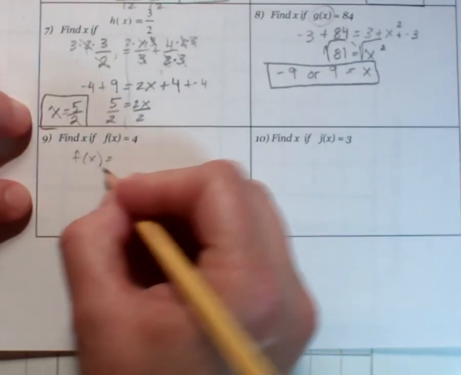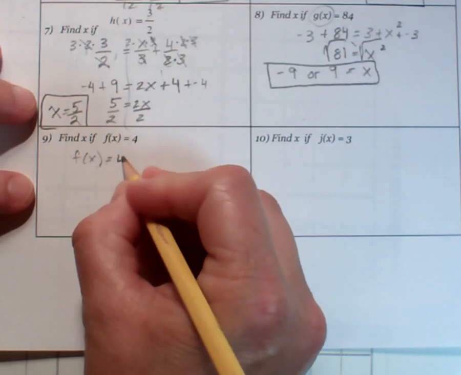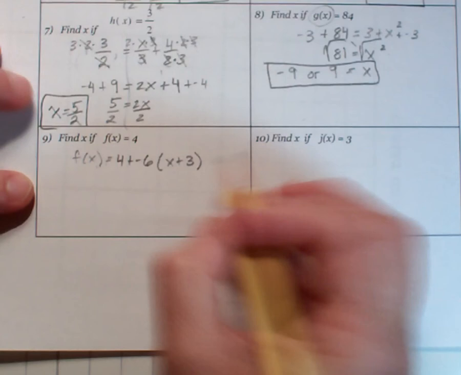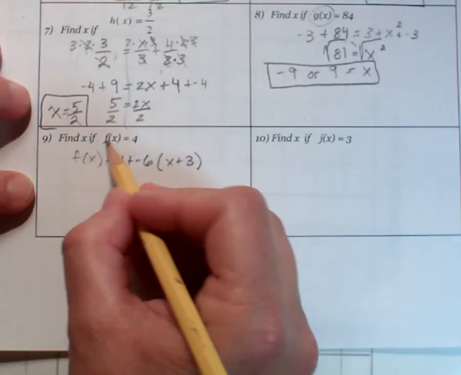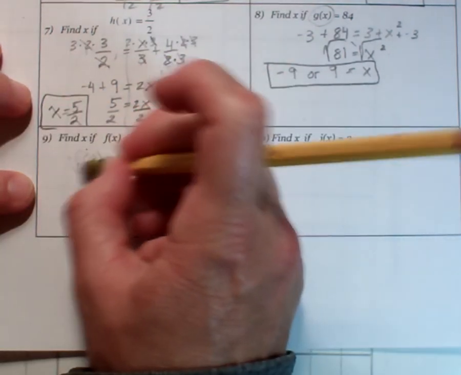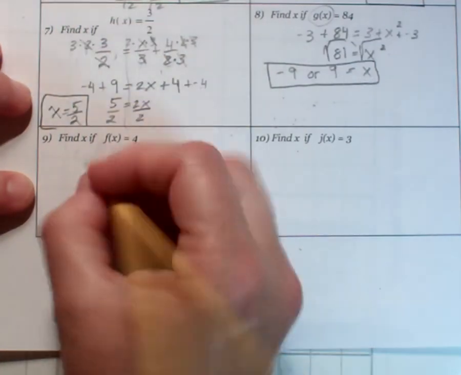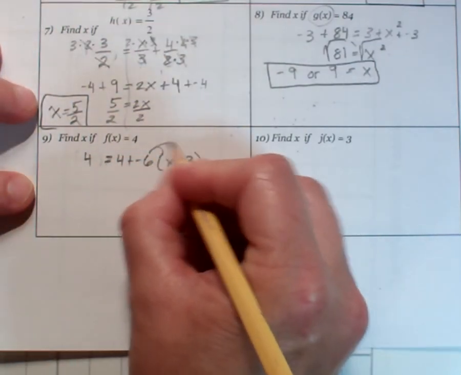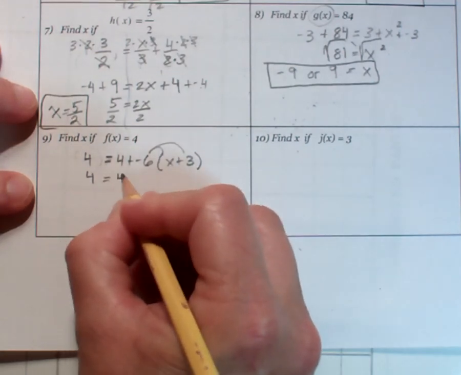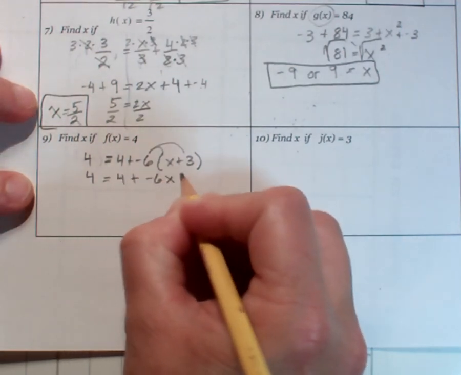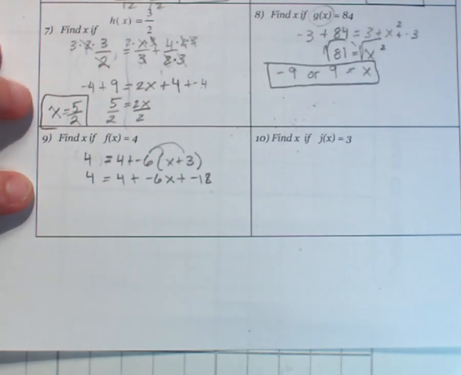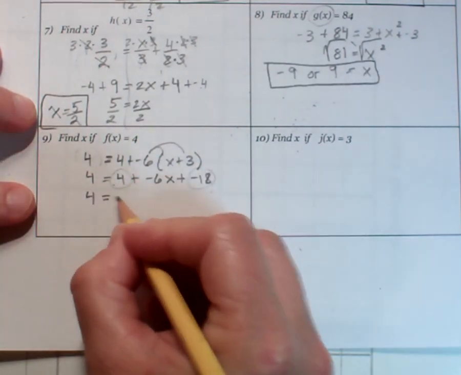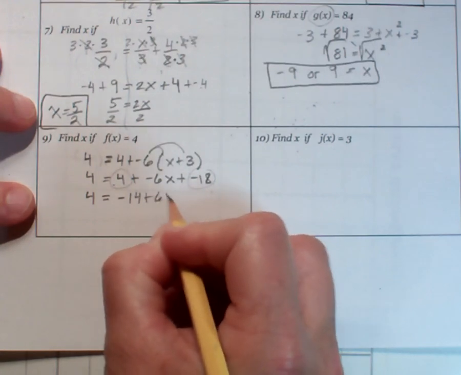So number 9, we've got f of x is equal to 4 plus a negative 6 times the quantity x plus 3. Now they're saying that f of x is equal to 4, so I'm going to erase this and put in a 4. I can distribute that negative 6, and I get 4 is equal to 4 plus negative 6x plus negative 18. I'm going to combine my like terms. So I get 4 is equal to negative 14 plus 6x.